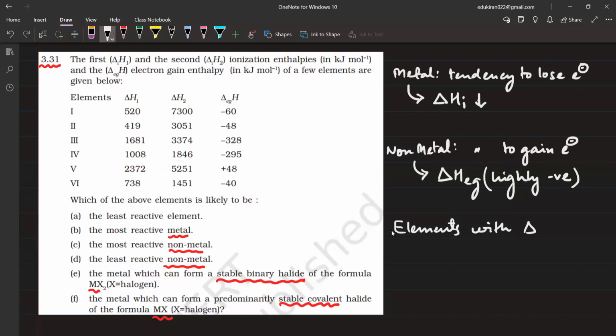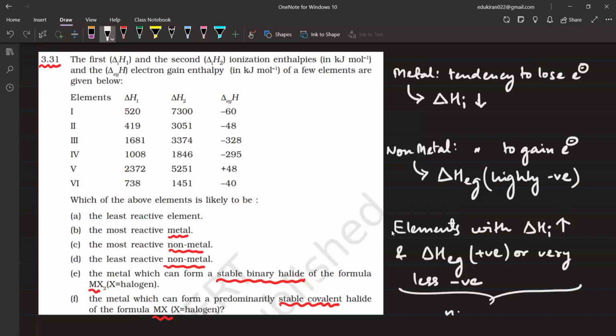And the elements with delta H ionization enthalpy very high and delta H eg may be positive or very less negative, that means they don't want to lose electrons and they also don't want to gain electrons. That means they are not reactive. So these types of elements will be not reactive. Are the three points very clear? Yes or no? Please tell me, guys. Alia, Martin, Yasser, Siddika, and Harsha. Yes. Okay, fine. Now let us look at the different elements.